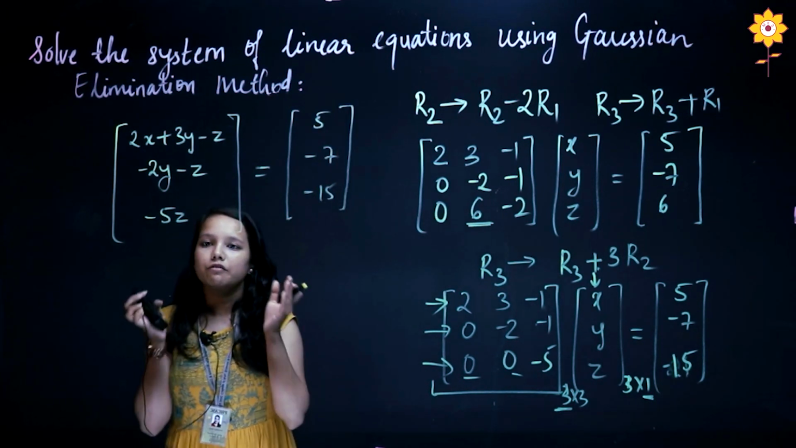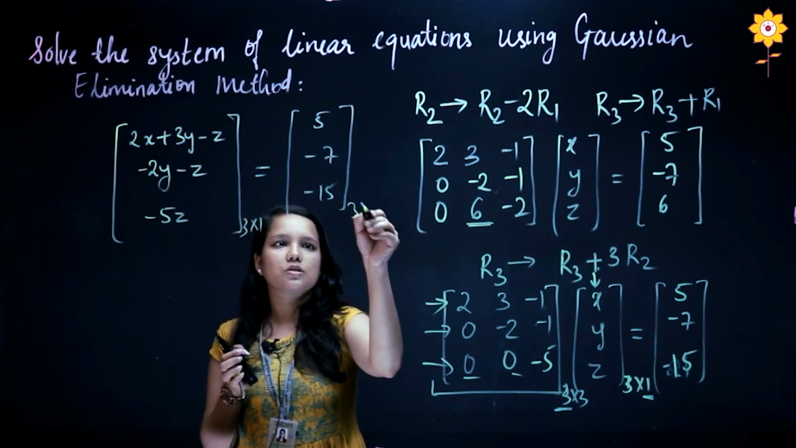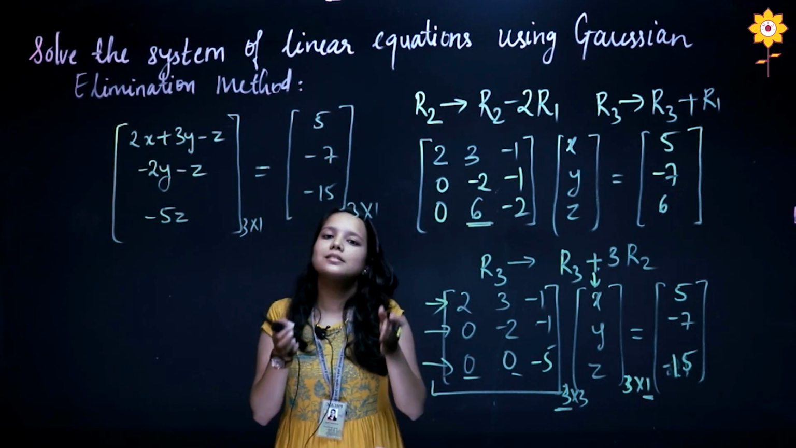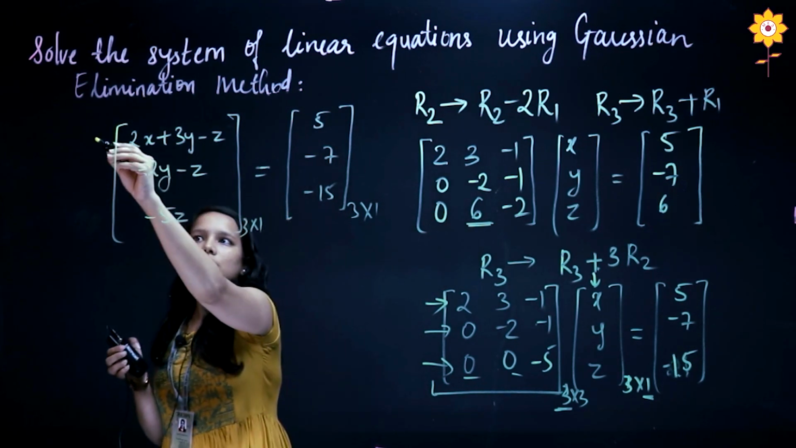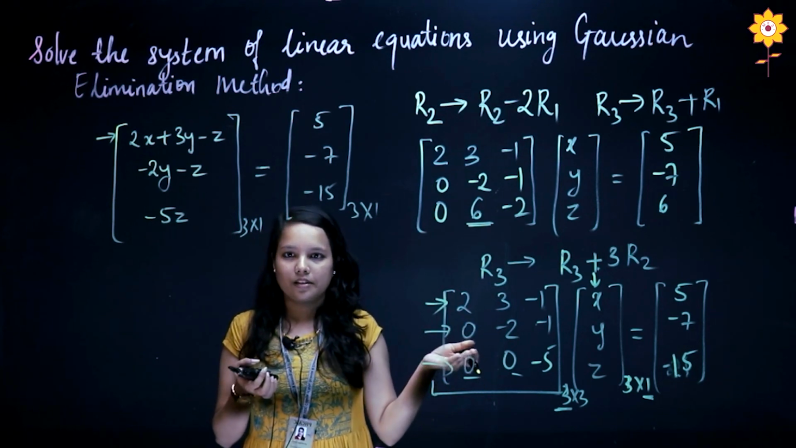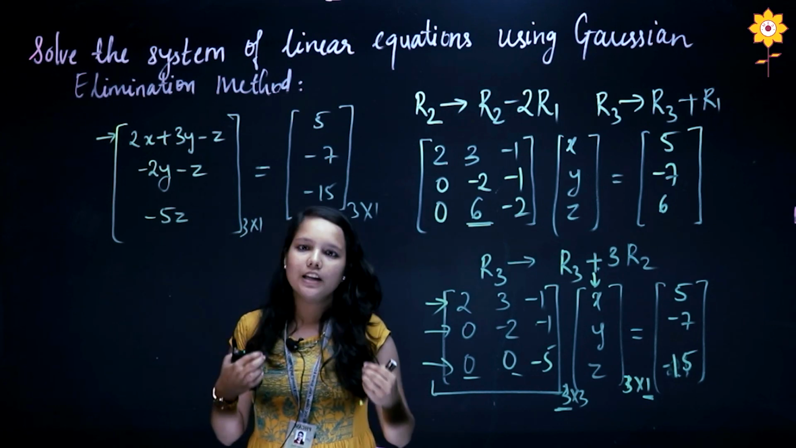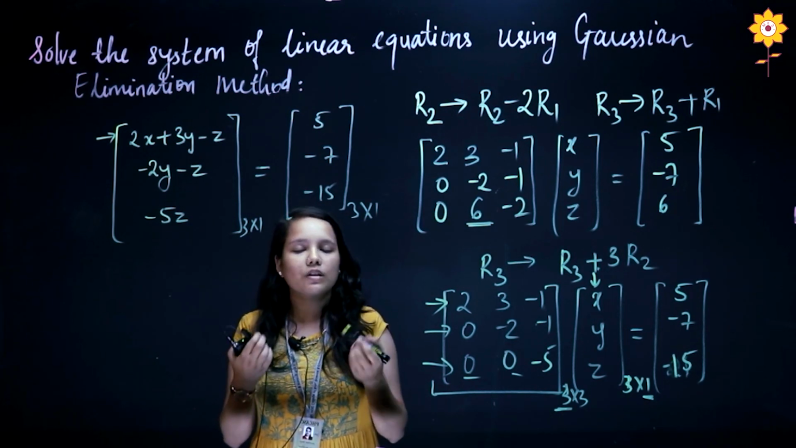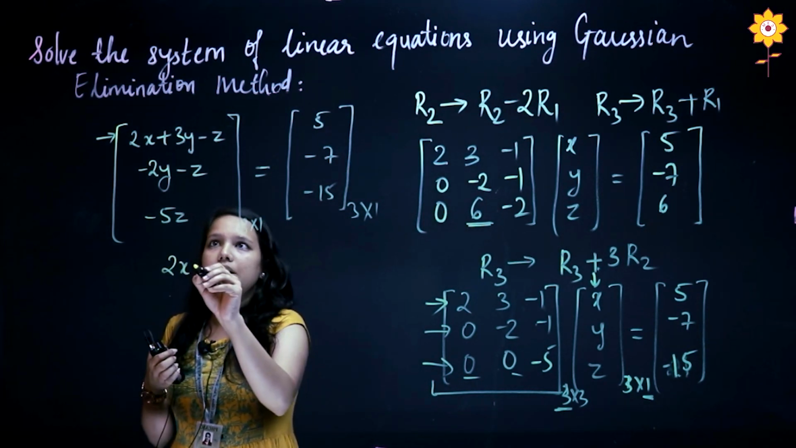Now we know that when two matrices are equal, this is also a 3 cross 1 matrix and this is also a 3 cross 1 matrix, and these two matrices are equal. So equality of matrices states that each element will be equal to the corresponding element of the equal matrix. So now by this we can have 3 equations. Again we will be having 3 linear equations, and then solving these 3 linear equations will be very easy. So let's see how we are going to get the linear equations.